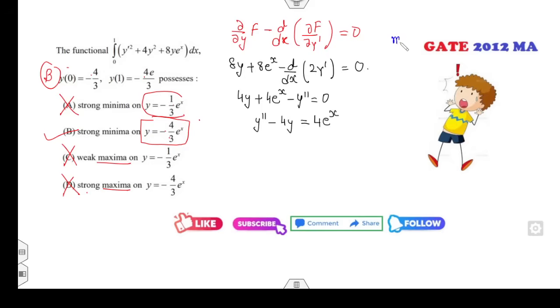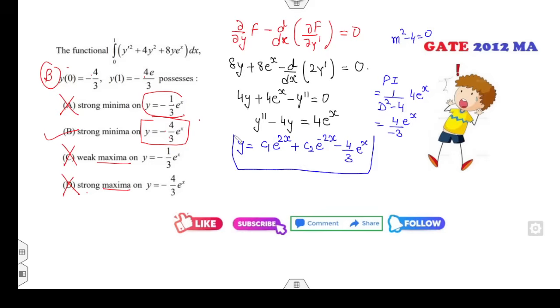So can you find the solution? It's m square minus 4 = 0, so my solution will be c1 e^(2x) + c2 e^(-2x). और इसके लिए क्या करोगे, पर्टिकुलर इंटीग्रल निकालोगे. So particular integral will be 1 over (D square minus 4) e^x. So I can substitute 1, it's minus 3, 4. So that will be minus of 4 over 3 e^x.